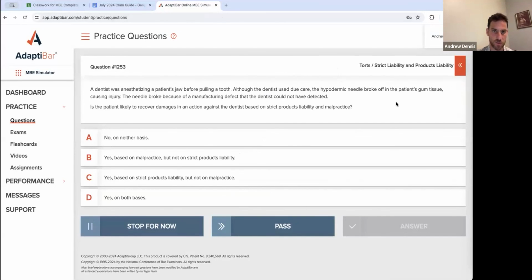A dentist was anesthetizing a patient's jaw before pulling a tooth. Although the dentist used due care, the hypodermic needle broke off in the patient's gum tissue, causing injury. The needle broke because of a manufacturing defect that the dentist could not have detected. Is the patient likely to recover in action against the dentist based on strict liability and malpractice? No, on neither basis. Yes, based on malpractice, but not on strict product liability. Yes, based on strict product liability, but not on malpractice, or yes on both issues.